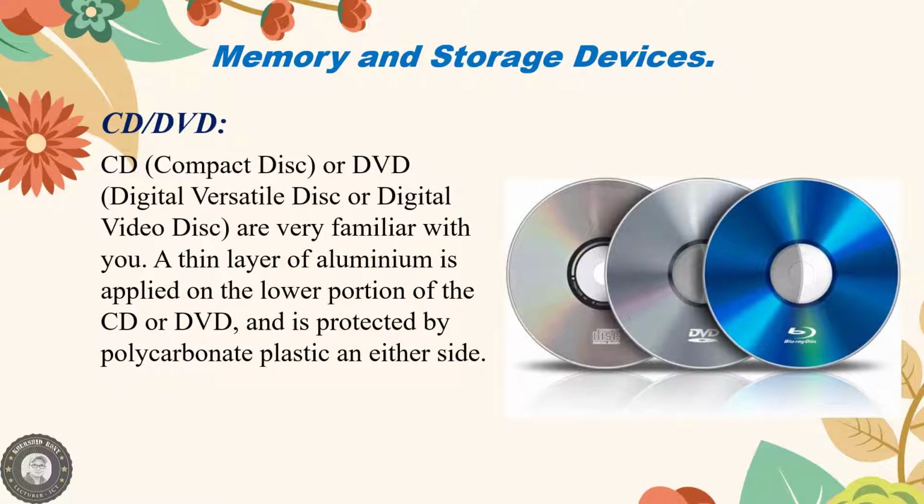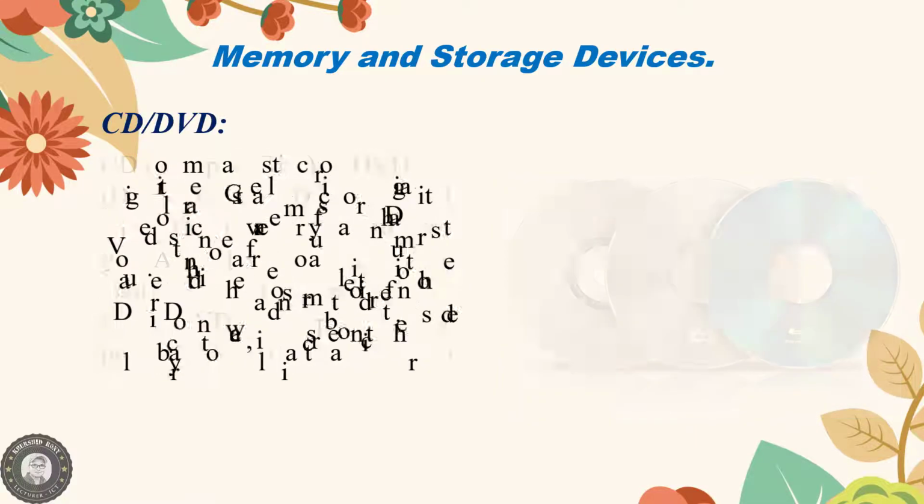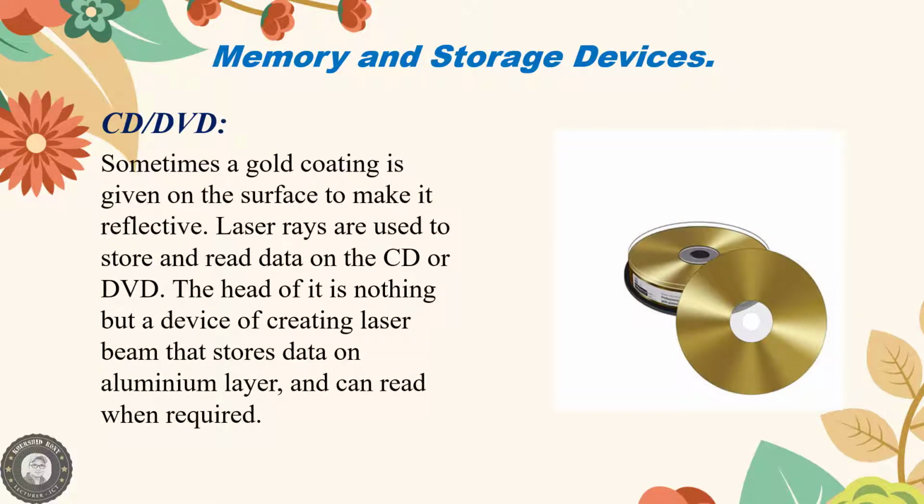CD or DVD. CD, that is compact disc, or DVD, that is digital versatile disc or digital video disc, are very familiar to you. A thin layer of aluminum is applied on the lower portion of the CD or DVD and is protected by polycarbonate plastic on either side. Sometimes a gold coating is given on the surface to make it reflective. Laser rays are used to store and read data on the CD or DVD. The head of it is nothing but a device for creating a laser beam that stores data on the aluminum layer and can read when required.